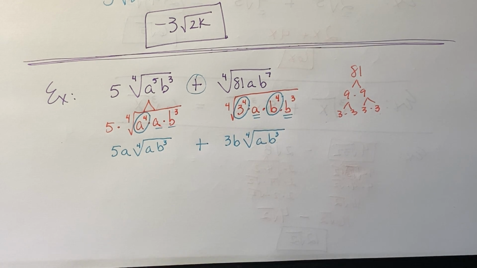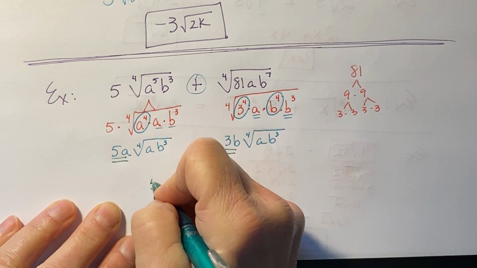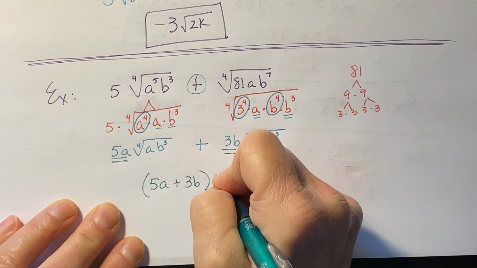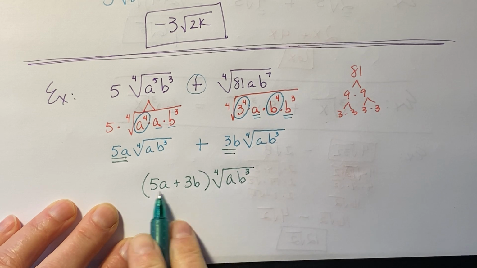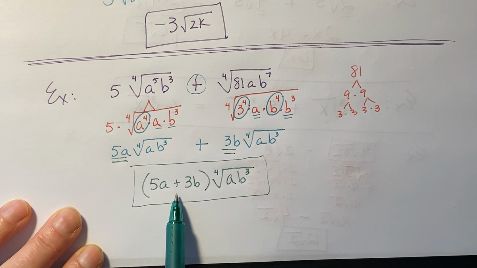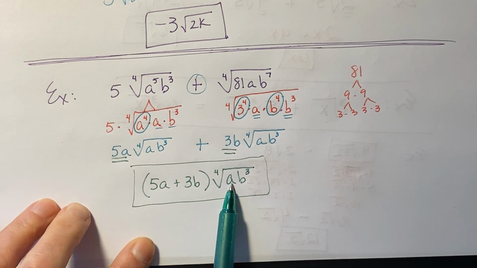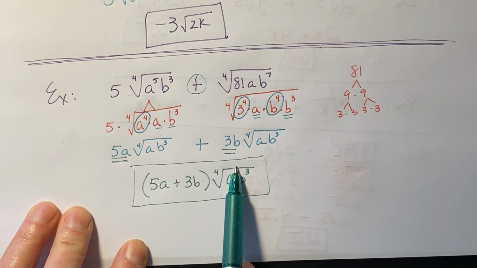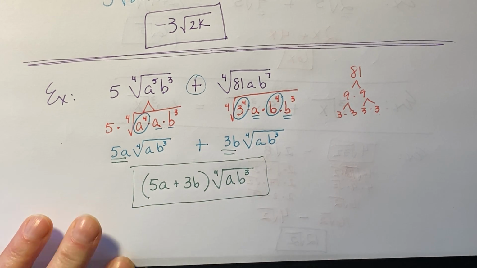So that means I can add the 5a and the 3b, but they are not like terms. So they have to just be written like that. I can't combine 5a and 3b. They are not like terms. So we simply leave it 5a plus 3b, and that has to be in parentheses, and then times 4th root of ab cubed. Think about it. If I took this and distribute it to both of those, I would get that. So that has to be in parentheses right there.